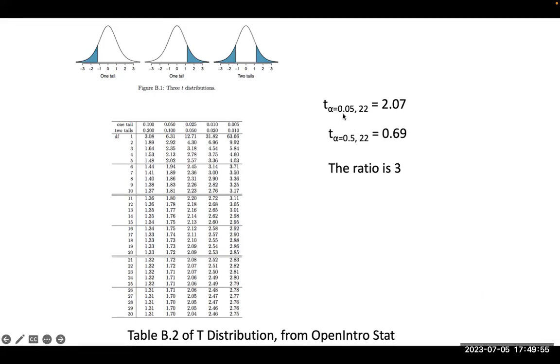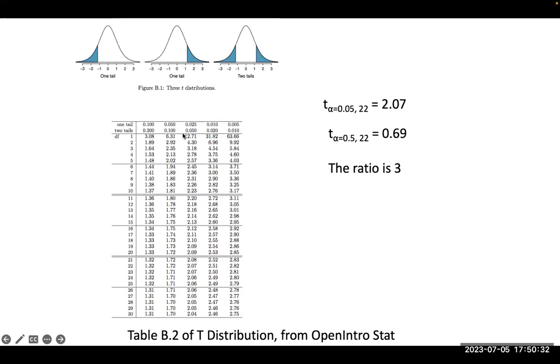So for an alpha of 0.05, we have 2.07 with a degree of freedom of 22. An alpha of 0.5 would be 0.69. Yeah, the 0.5. Why is he outlining 0.5? Yeah, 0.5 is not necessarily one that you would use. So basically, what you would be looking for is an alpha of 0.05.